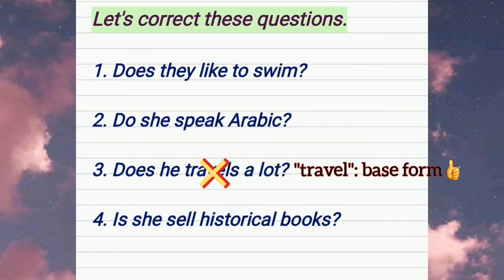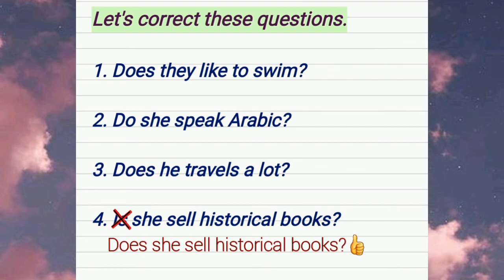Well, let's correct the last one. Is she sell historical books? Here, the sentence has an action verb, which is sell. Do we use is to make a yes or no question when the sentence has an action verb? Definitely no. So here we should say, does she sell historical books?